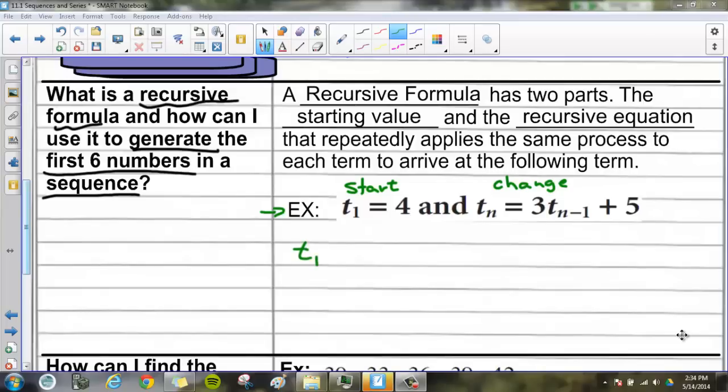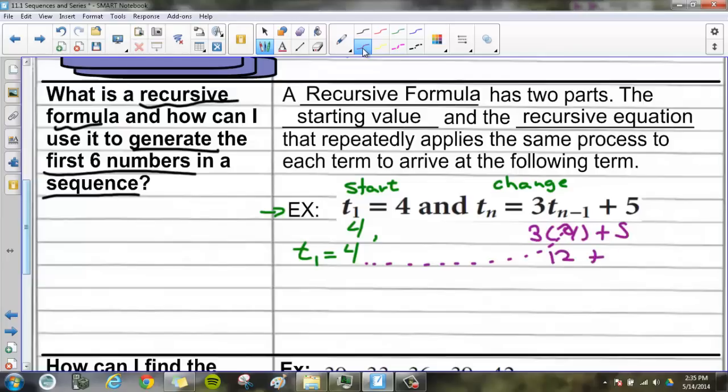Now, we know the first term is given to us. T sub 1 is equal to 4. That's our first term. So let's just put it right here, 4. Now we want to find the next term in the sequence. To find the next term, you take this 4 and plug it in for the t sub n minus 1. So we get 3 times 4, and then plus 5. Well, 3 times 4 plus 5 is 12 plus 5. 12 plus 5 is 17. So the next term is equal to 17.